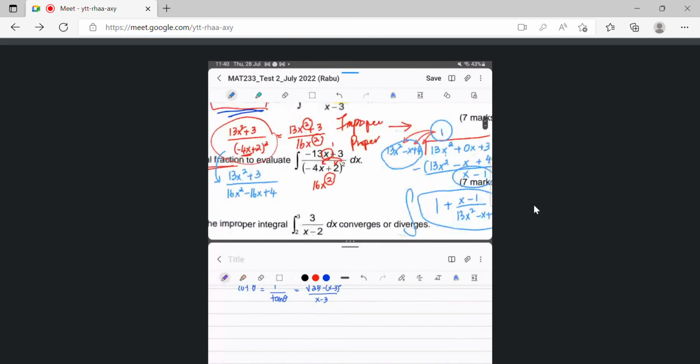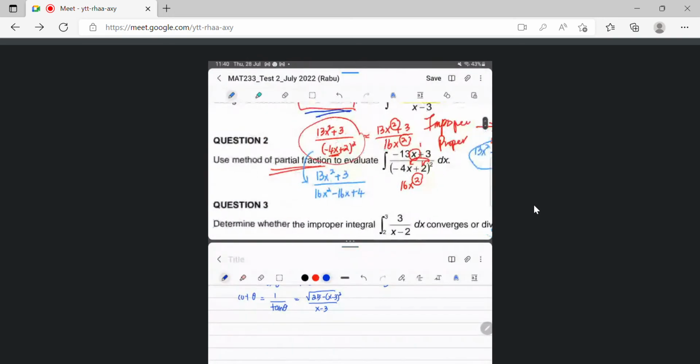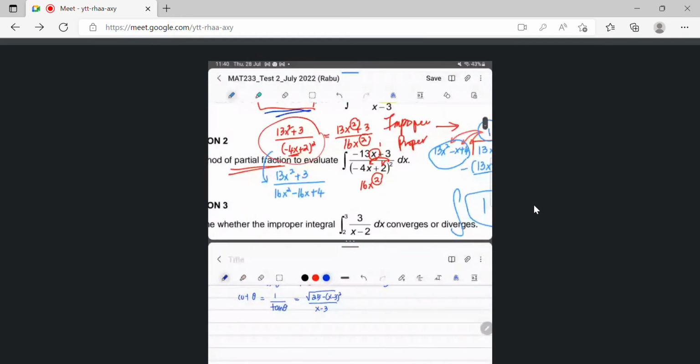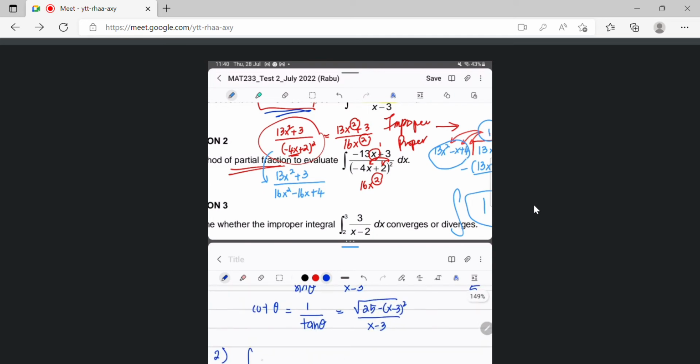Okay, kalau okay, kita proceed with our question lah. Okay, use method of partial fraction to evaluate. Okay, since this is the proper integration, proper function, so kita terus proceed dengan salin balik. Salin soalan, make sure that betul ataupun tidak.